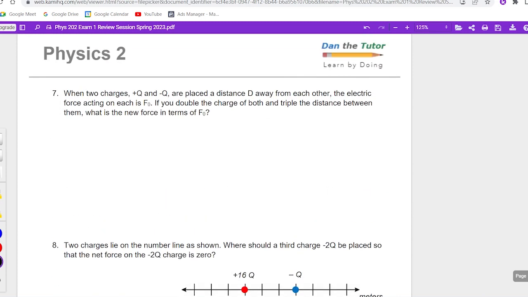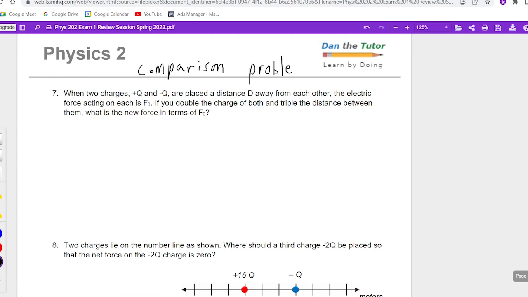Next is number 7. When two charges, positive Q and negative Q, are placed a distance d apart from each other, the electric force acting on each is F naught. If you double the charge of both and triple the distance between them, what is the new force in terms of F naught? So I like to call these kinds of problems comparison problems. And they're a very famous type of problem because you've seen them all the time in Physics 1 as well, and they also show up in Physics 2, of course.